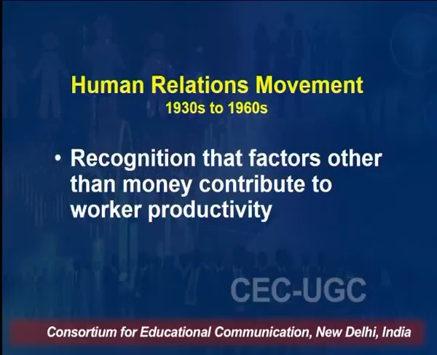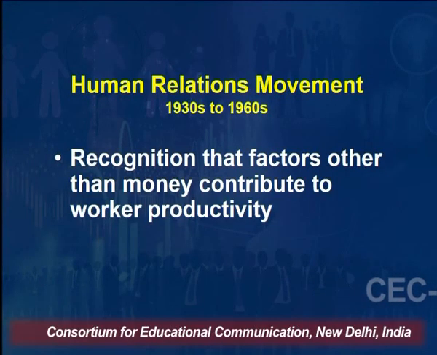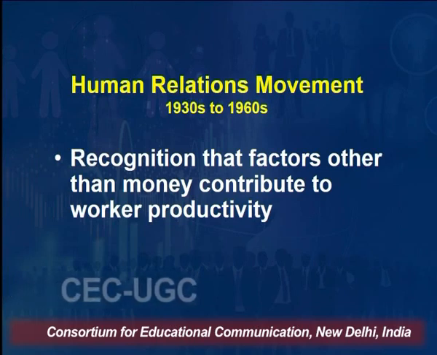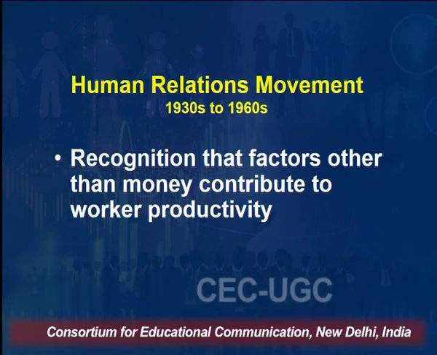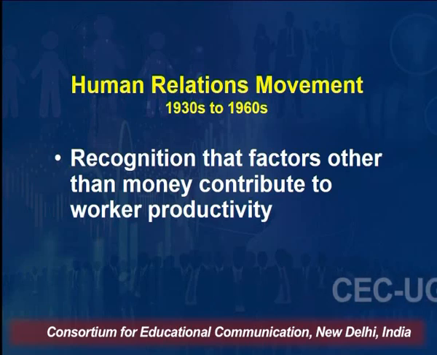Then came the era from 1930s to 1960s. There was an era of the human relations movement. So this era said that there was a recognition that factors other than money contribute to worker productivity. So this theory came out. Earlier we used to think that if you give more money to the worker, you increase the worker's wages, give more incentives, you can increase the production, you can get more work, better quality. But not necessarily. Workers or the human resources need more than money.